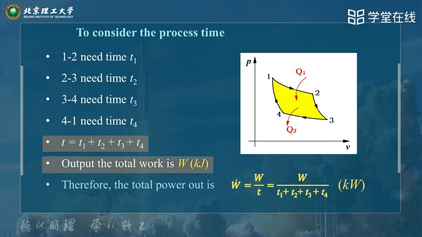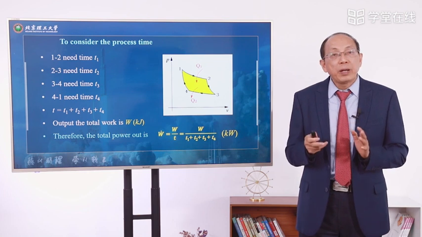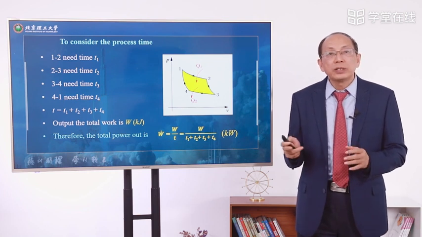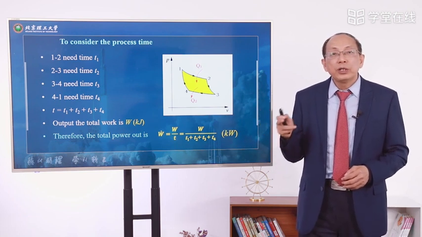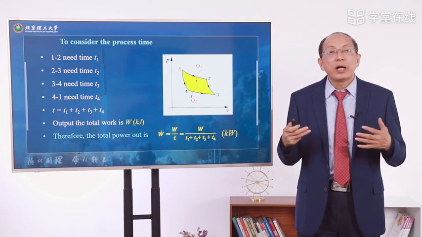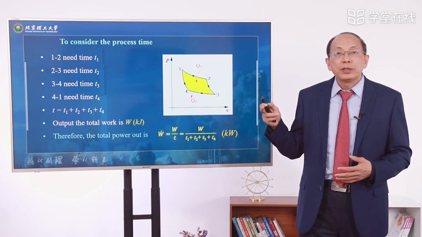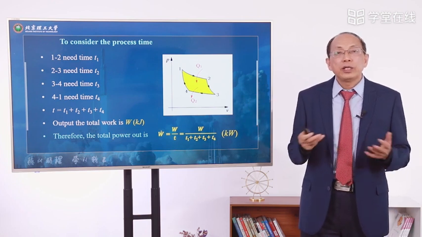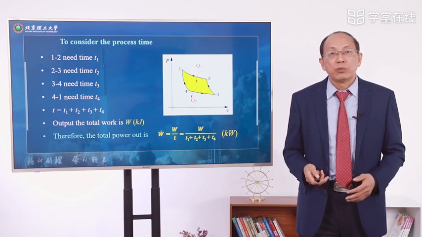If we consider the output, the total work is W. Here, W, the unit is kilojoules. Therefore, the total power output: please remember, work and power are different. So the power, W dot, equals W over T, where T is the total range of time, equals W over T1 plus T2 plus T3 plus T4. Here is the power; the unit is kilowatts.